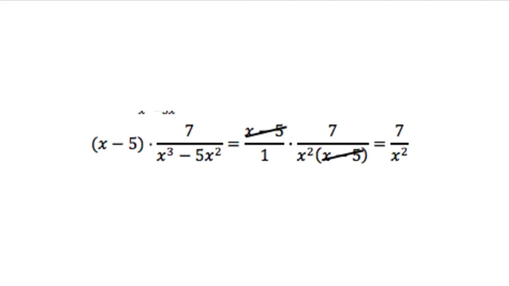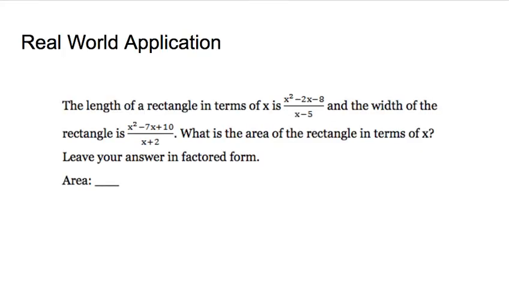X minus 5 times 7 over x cubed minus 5x squared. You want to put x minus 5 over 1 to make it easier. And then you factor the x cubed minus 5x squared, so you should have x squared times x minus 5. You cross out the two x minus 5s. Your final answer should be 7 over x squared.